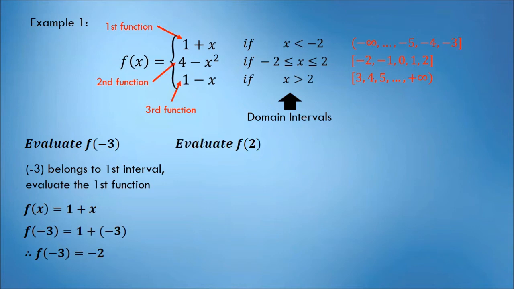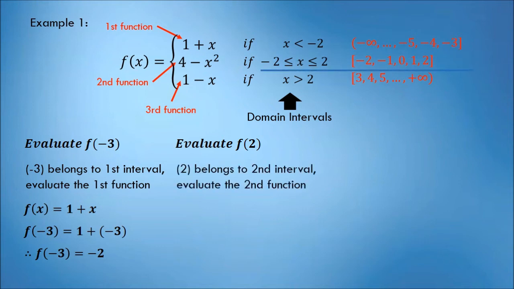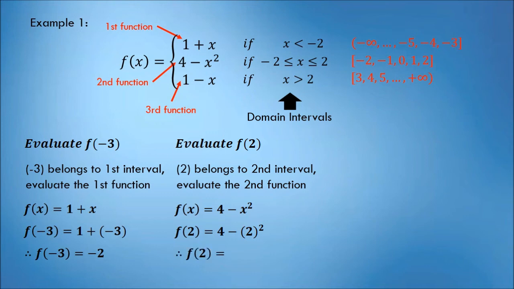Next evaluation. Evaluate f of +2. +2 belongs to the second interval. Therefore, evaluate the second function. That function is f of x equals 4 minus x squared. Substitute +2 to x. Then simplify the answer. 2 squared is 4. And 4 minus 4 is 0. Therefore, the value of f of +2 is 0.